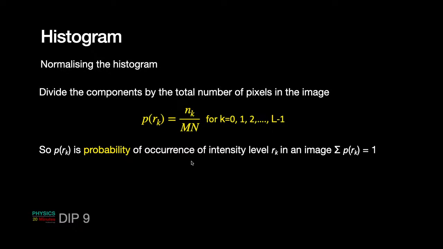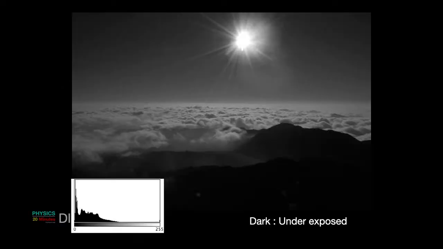It also represents the probability of occurrence of an intensity level in an image. So suppose rk happens to have nk pixels, then nk, the kth gray level count, divided by the total number of pixels gives you the probability of occurrence of that gray level in an image. And obviously, the sum total of all these probabilities has to be 1. So if you add n1 by mn plus n2 by mn plus n3 by mn, and so on, the numerator becomes mn and mn upon mn will become 1. So let's take some example quickly to understand things better.